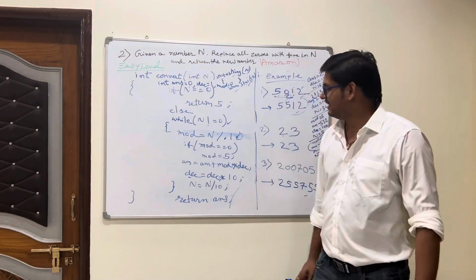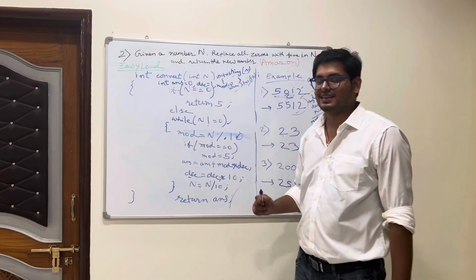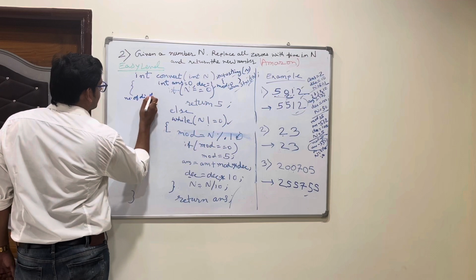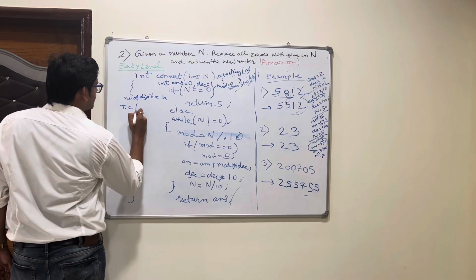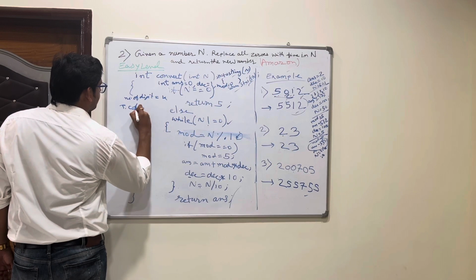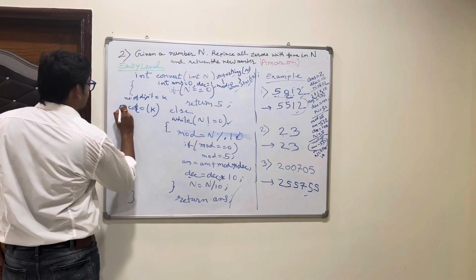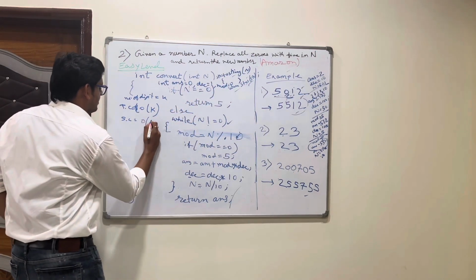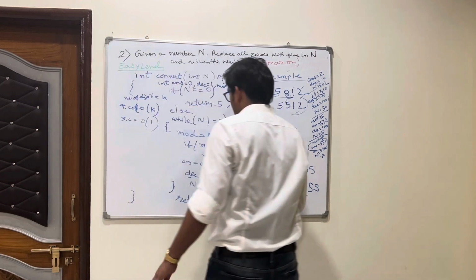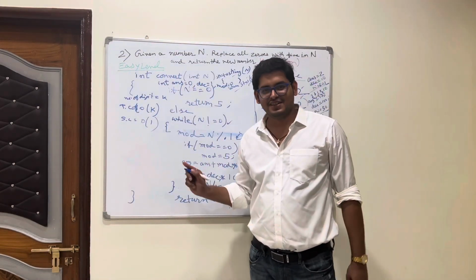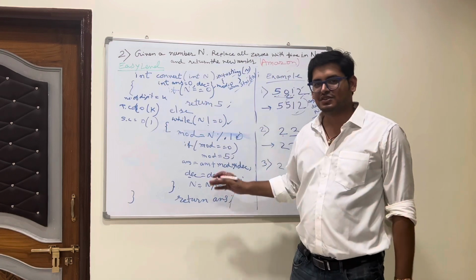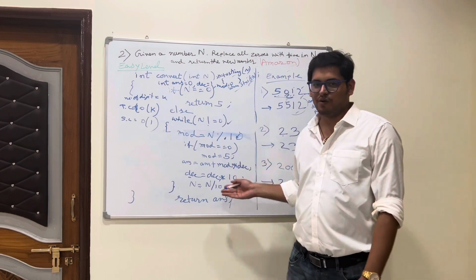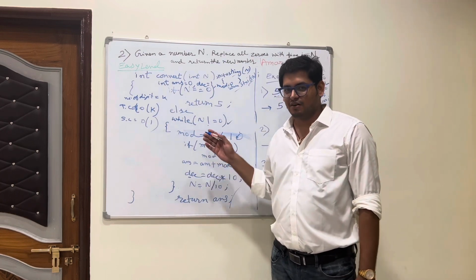What is the time complexity? Time complexity is the number of digits in n. That is, if the number of digits is k, then the time complexity is order of k. What is the space complexity? We have taken 3 variables only, so this is order of 1. So this is the solution. The link of the question has been given in the description. I have explained the whole solution. You can code it, and after you code it, you can verify it.